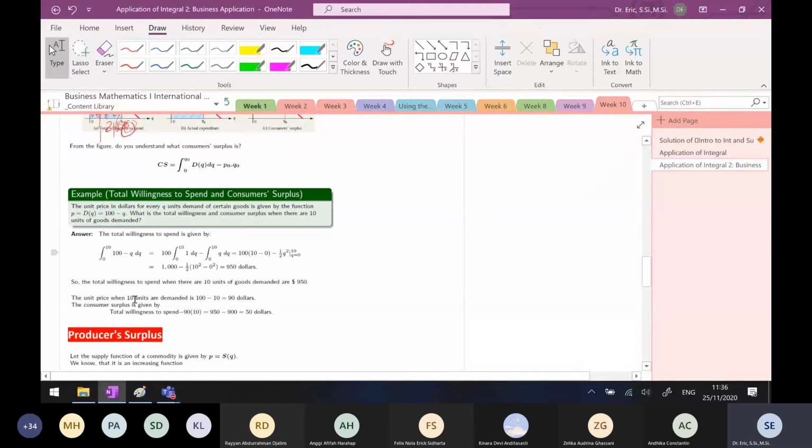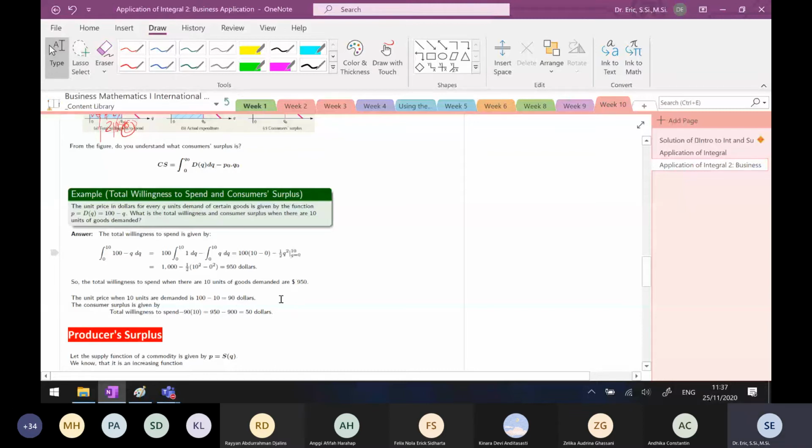You bought 10 units at $90, so you spend $900. The consumer surplus is the total willingness to spend, 950, minus what you pay, 900. So you have a consumer surplus, that is, an advantage of $50.